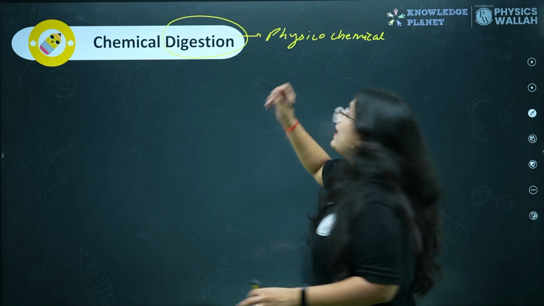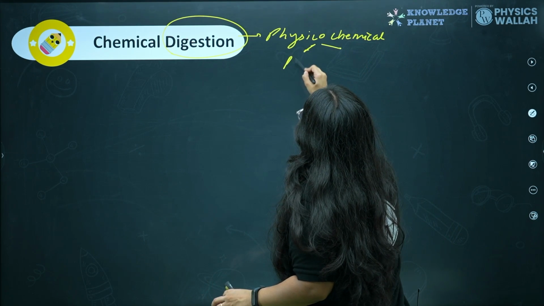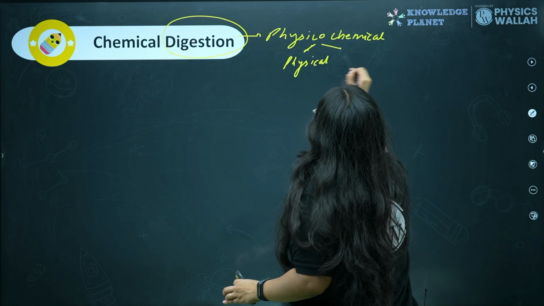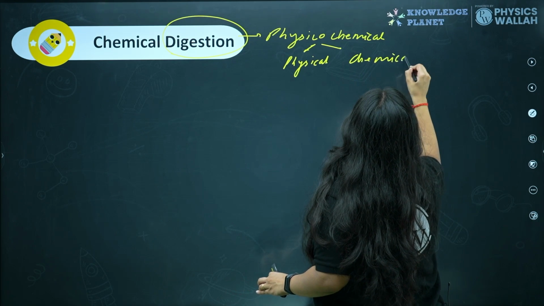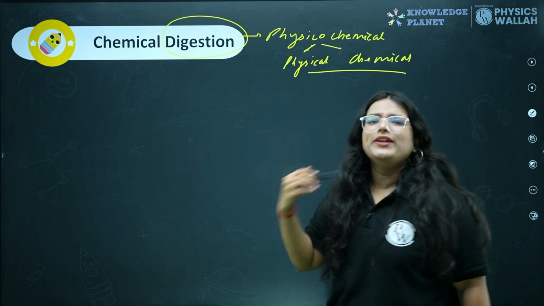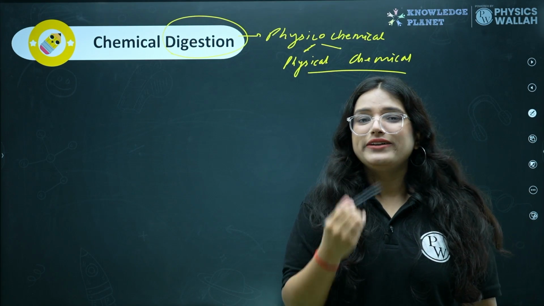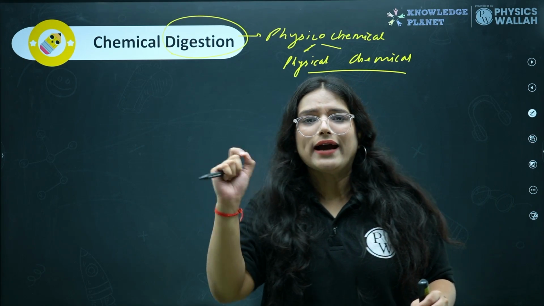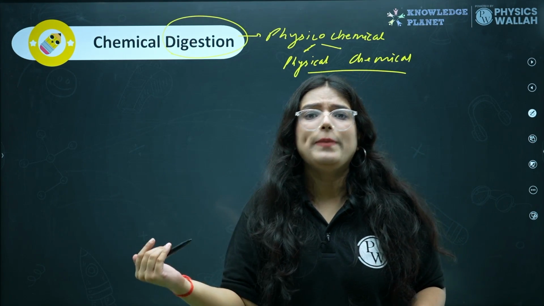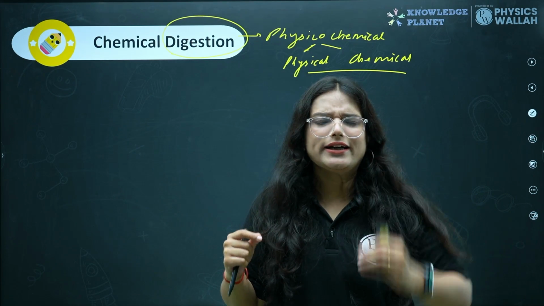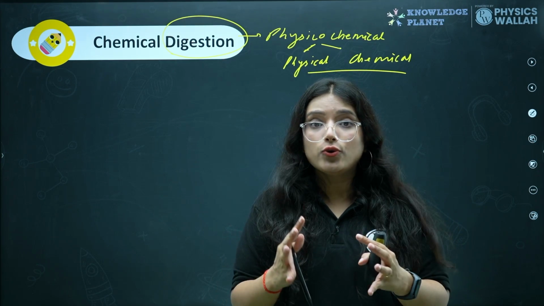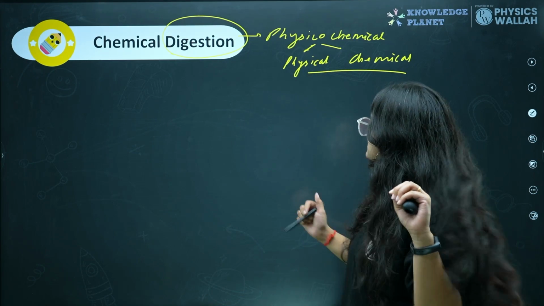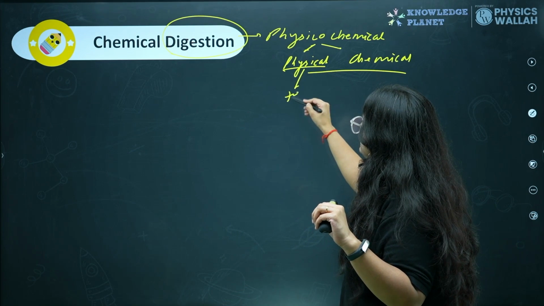Physico-chemical, what do we mean by that? That means it's a physical as well as chemical process. Now, when you ingest your food, you have teeth, right? So you will break down the food into smaller, tiny bits. You will make it into paste, right? How? Because you cut it, grind it and chew the food. So that is a physical process, okay, by the teeth.